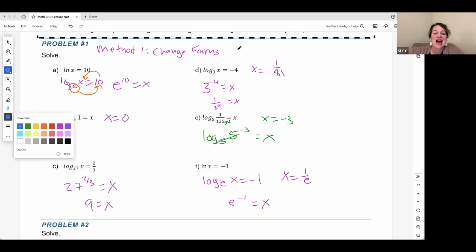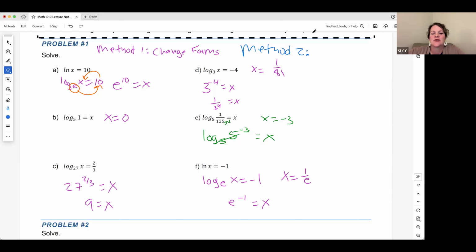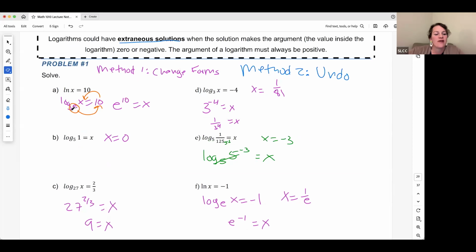Another method is the undo method. So let's talk about that, and then you can choose. So method 2, I'll just say solve by undoing. Anytime you have a log, you can undo it by raising both sides to the same base. So I know that I have log base e of x equals 10. How do I undo? How do I get x out of that log? Well, use an exponent. So raise both sides to the base of e. e to the log base e will undo each other, and x equals e to the 10th. Done.